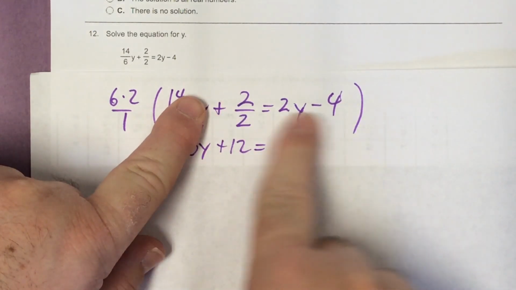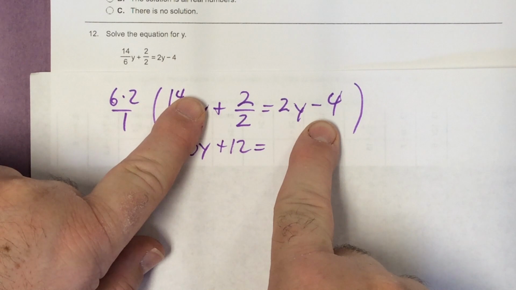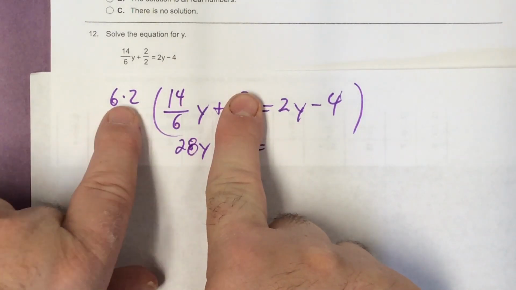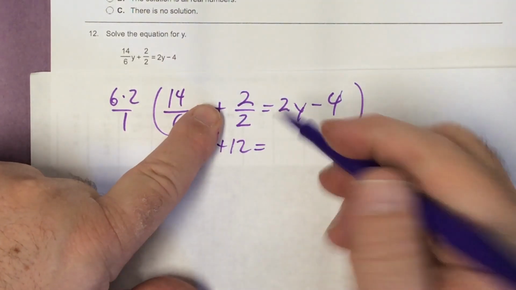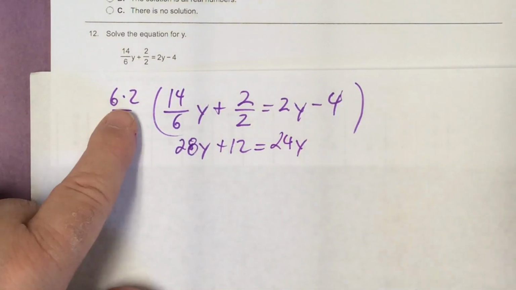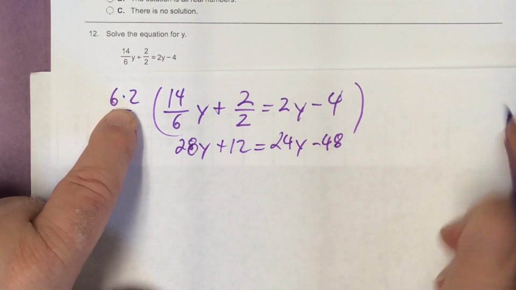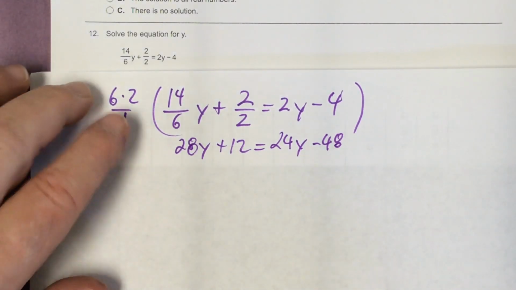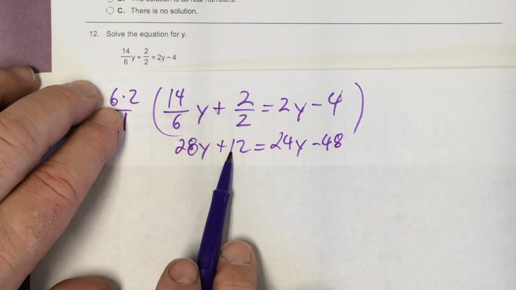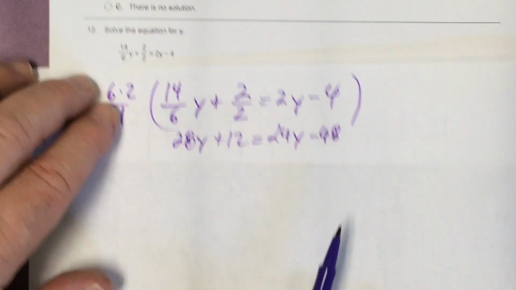Here, at this point, nothing's going to cancel. There's no more fractions. So 6 times 2 is 12. And then 12 times 2 is 24. 12 times 4, that's going to be negative 48. So now in my problem, I have 28y plus 12 equals 24y minus 48.